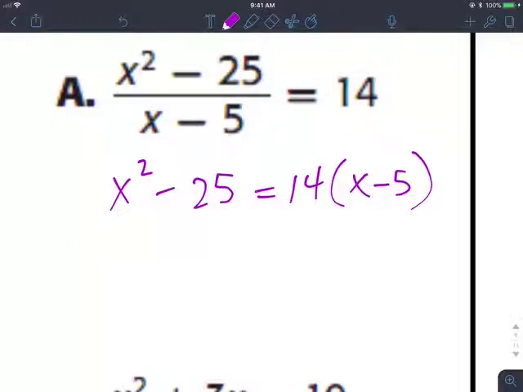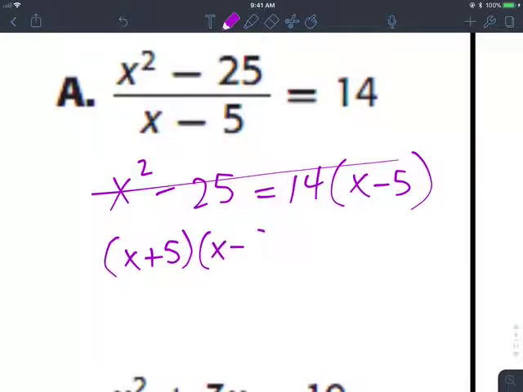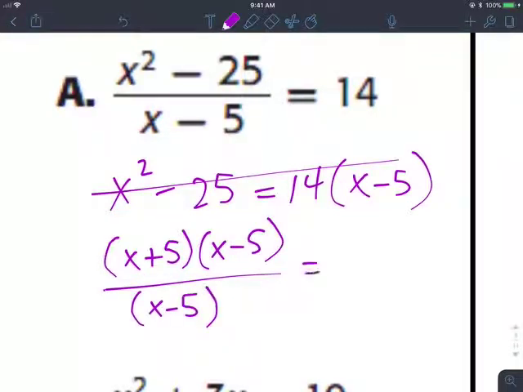You will find x like that. You'll get a quadratic and you know how to solve quadratics. Why shouldn't you do that? I saw in your paper in particular a quick way to solve this one real quick. What did you do? You factored the top, you canceled, and then it became very easy, right? So you don't want to do this. The top is x plus 5 times x minus 5 divided by x minus 5 equal to 14.